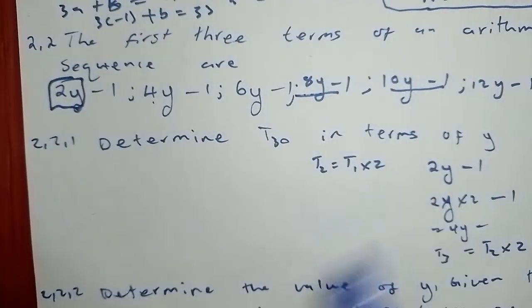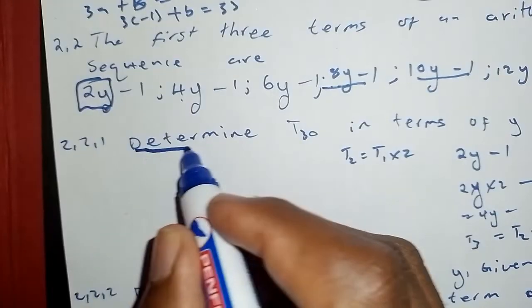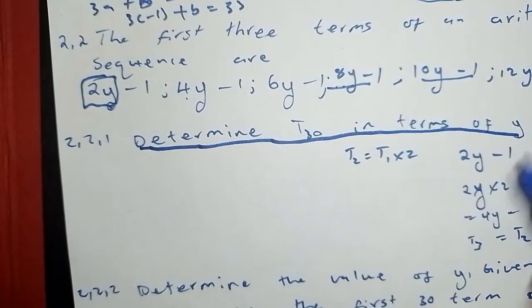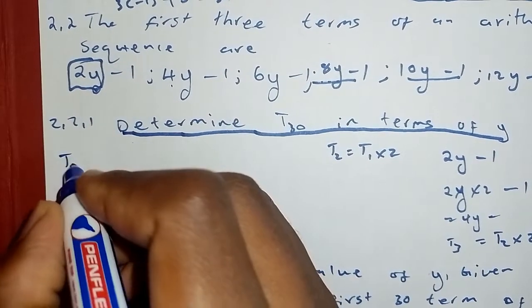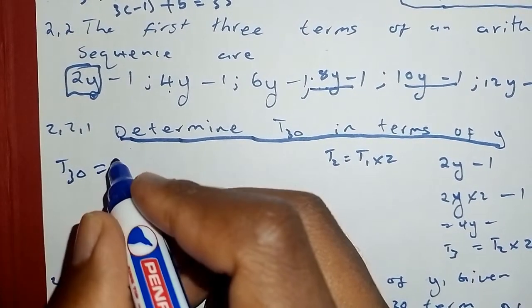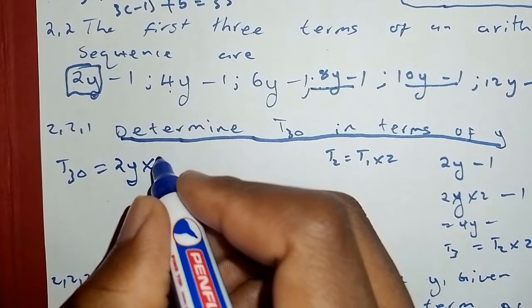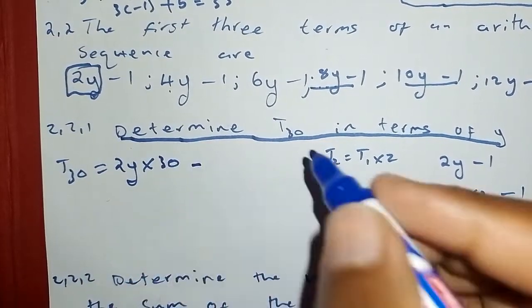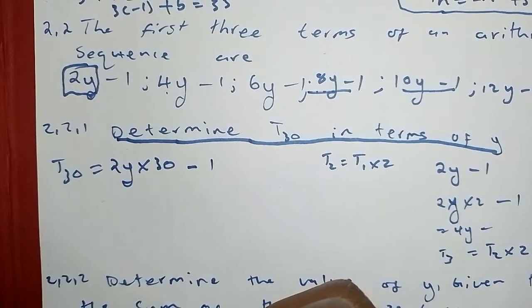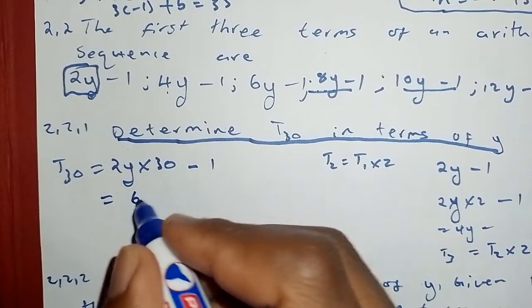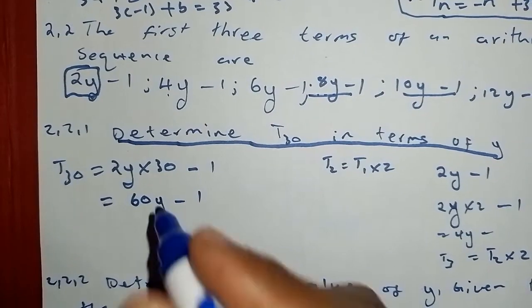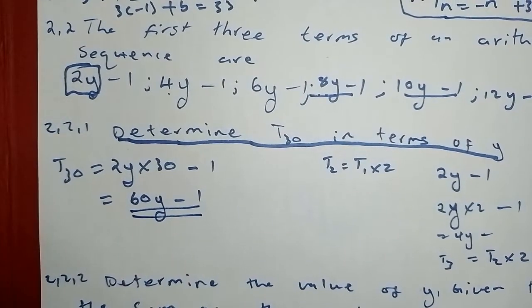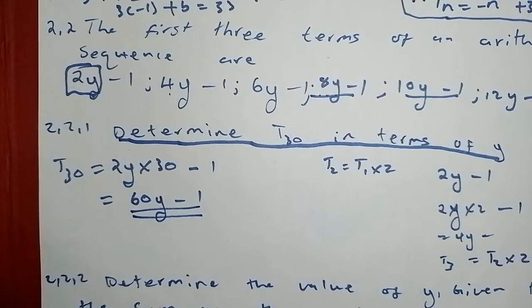I'm just going to say, they want us to get T30. So you're going to say, oh, this is easy. T30 is equals to 2y multiplied by 30 minus 1. This will give us 60y minus 1. That is our solution. I hope you understand.